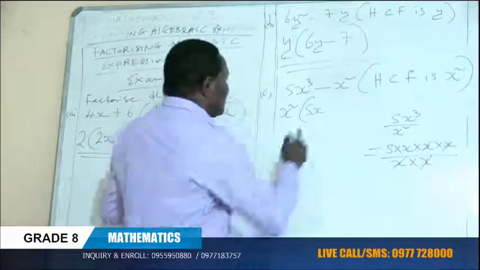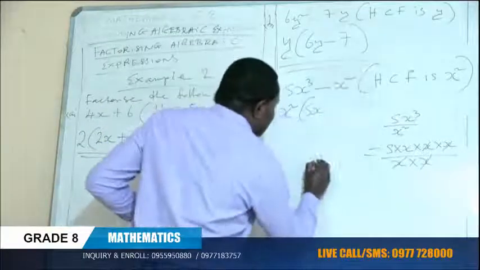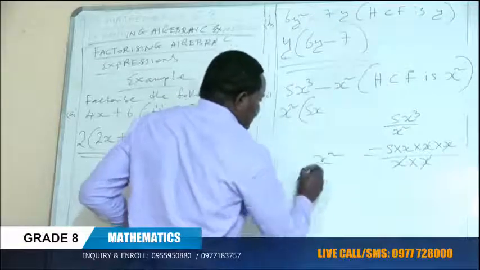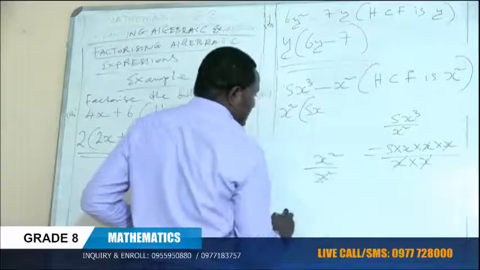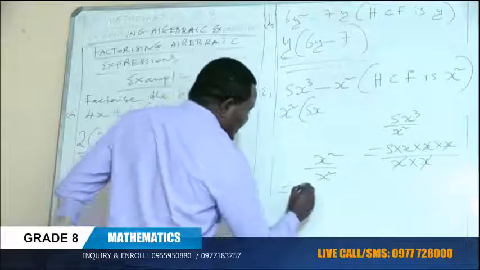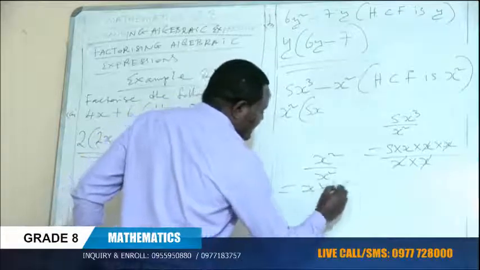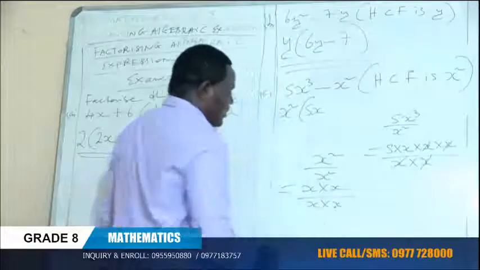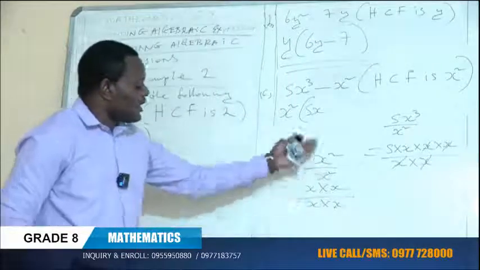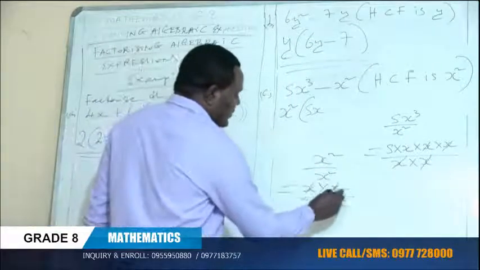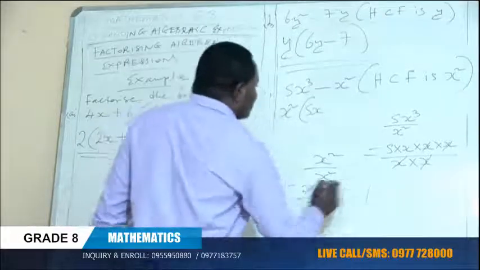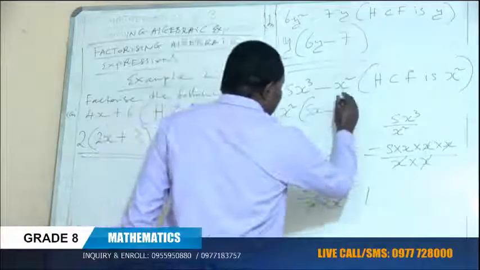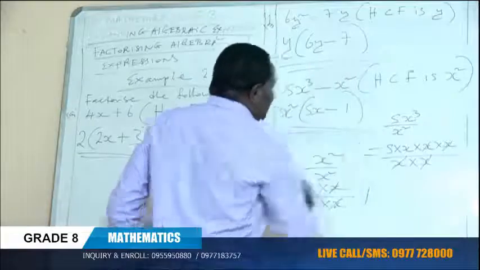We'll do the same. We know that we have x squared over x squared. This can also be written as x multiplied by x divided by x multiplied by x. You will notice that they will all cancel out, and what remains is a 1. So it will be minus 1. So this is our final answer.